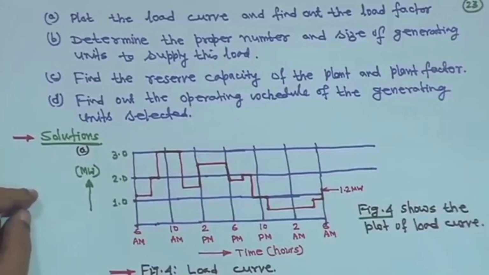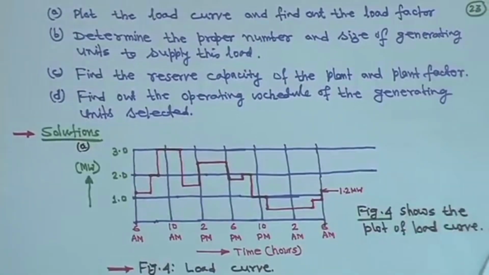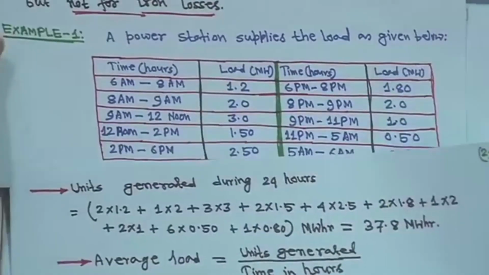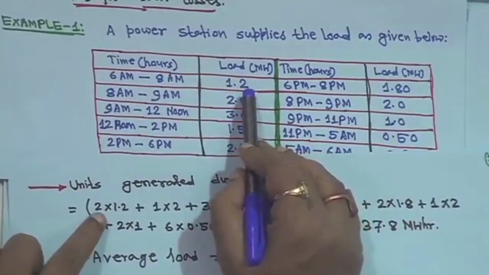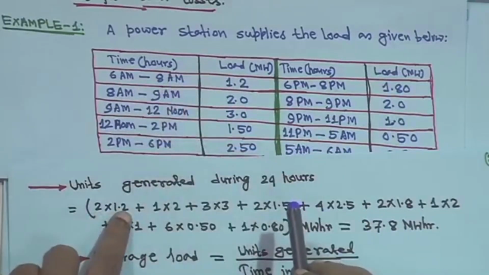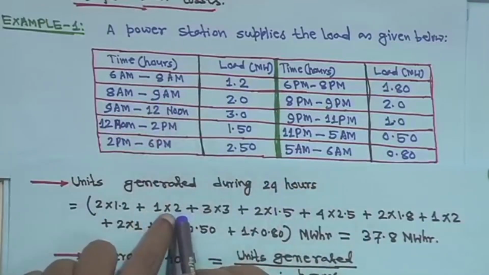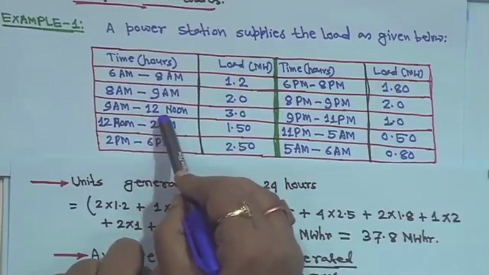Once you compute that load curve, then the units generated during 24 hours, right. Again what we will do is first calculate units generated in 24 hours. If you see here, just side by side I am trying to put, 6 am to 8 am 1.2 megawatt, and 6 to 8 means 2 hours. So, 2 into 1.2 plus 2 megawatt load, but 8 to 9 only 1 hour. So, 1 into 2 plus 9 am to 12 noon, that means 3 hours and 3 megawatt load.